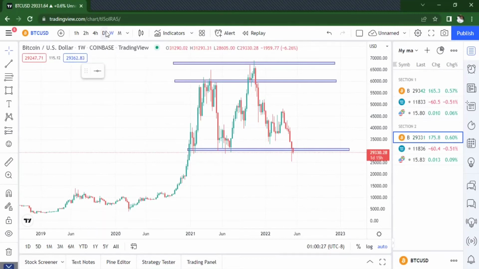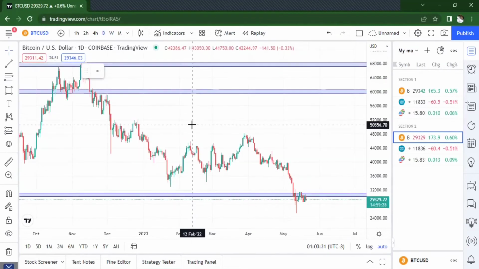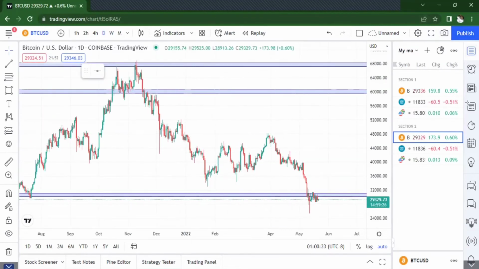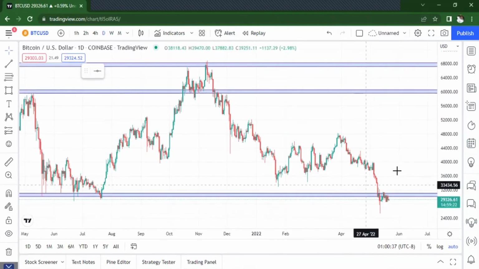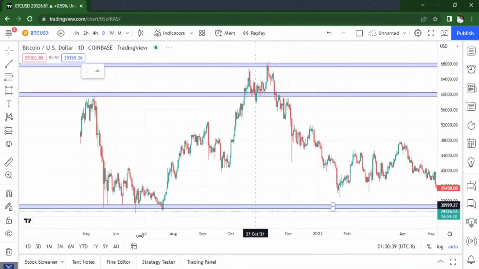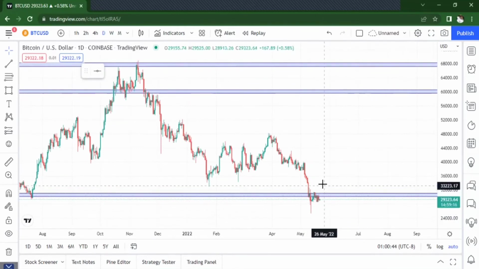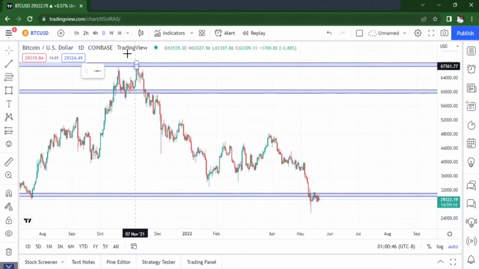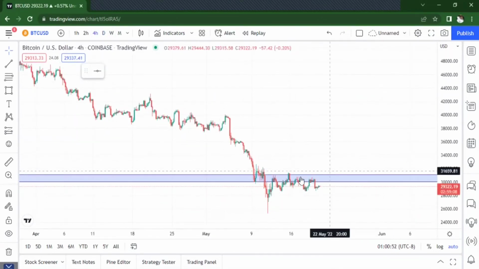Let's go down to the daily time frame to see what is happening. As you can see here, Bitcoin is refusing to break above here. You see what I'm talking about? Bitcoin is refusing to break above here. So at the moment, we are still seeing down opportunities trading Bitcoin. Look at it, it's refusing to break here.